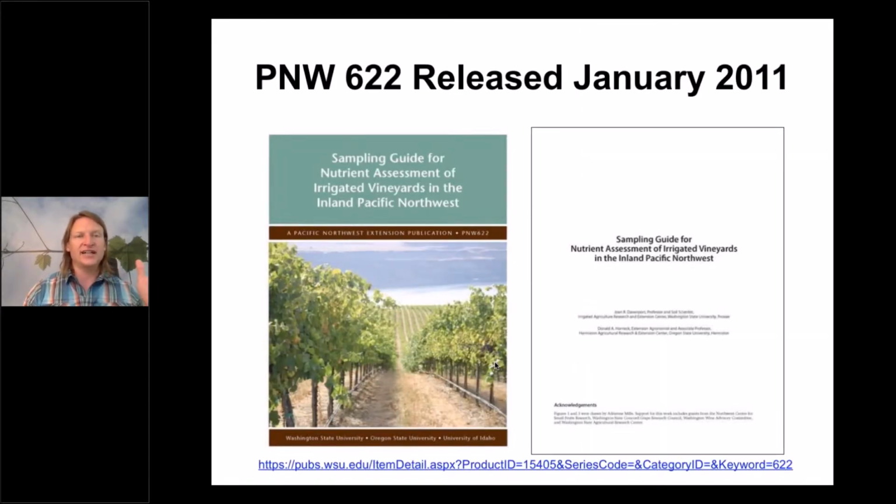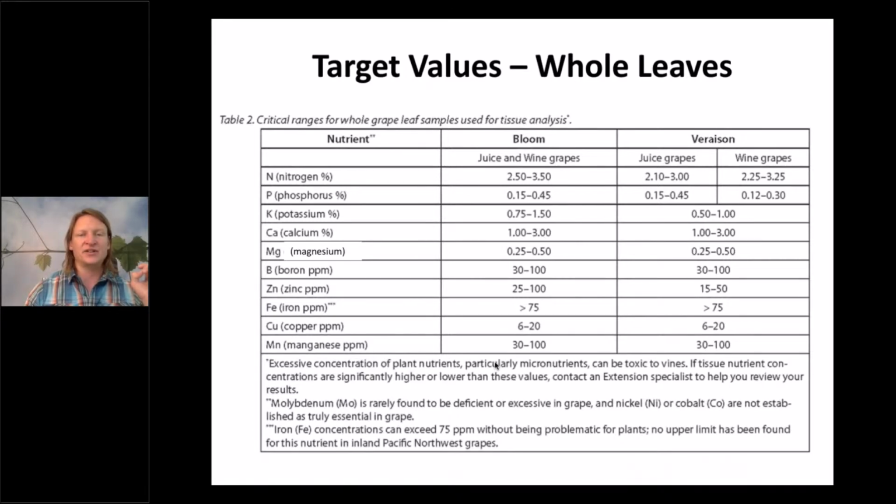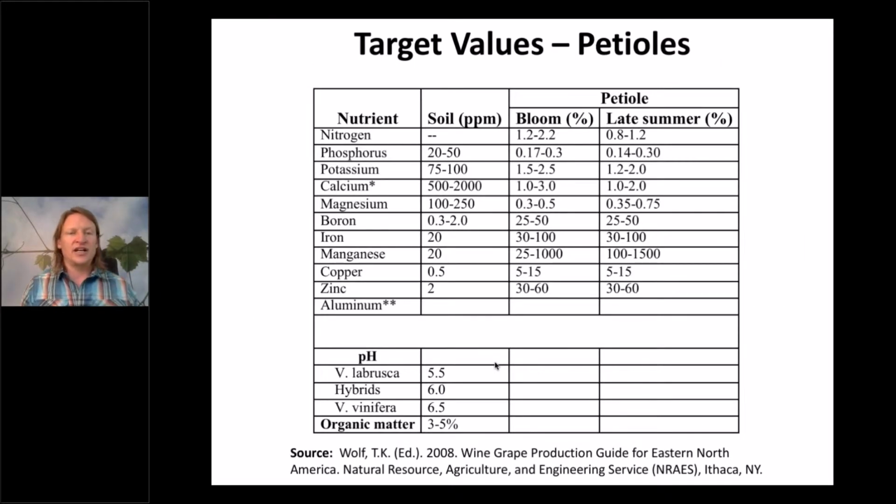And if you want some good guidelines on whole leaf analysis, use the Pacific Northwest Extension publication that I'm showing here. I'll give you the slides for this. This has some basic standard results for bloom and veraison that you should be expecting for whole leaf. I use a little modified version of this depending on the regions I'm working in and the problems we have, but this is a good starting point. Same thing here, there's a good guide in the Wine Grape Production Guide for Eastern North America by Tony Wolf. You guys might have a copy of this already. Hopefully you do. It has a great table for looking at standards for petioles.